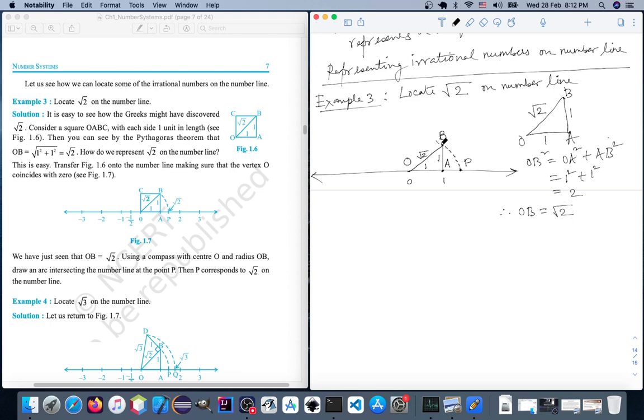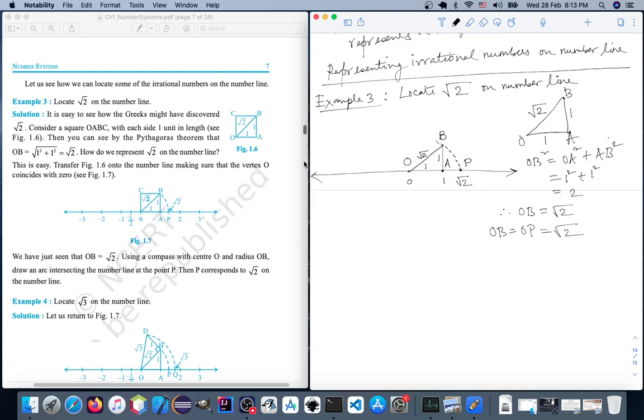How do we draw this arc? We take a compass with O as the origin and radius OB. We draw an arc, so OB will be equal to OP, which is root 2. So OP is root 2, which means that the point P represents the irrational number root 2 on the number line. I hope it's clear. This is how we locate the irrational number root 2 on the number line.